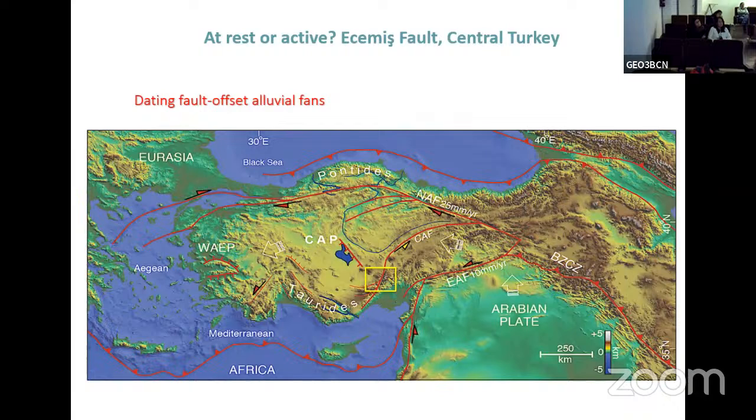And I will show you some alluvial fans that we dated that were cut and offset by this fault. By the way, this is the fault system, the East Anatolian fault system, where we had this tremendous earthquake last year with more than 50,000 casualties. So this is the place. This one also is an important fault system.